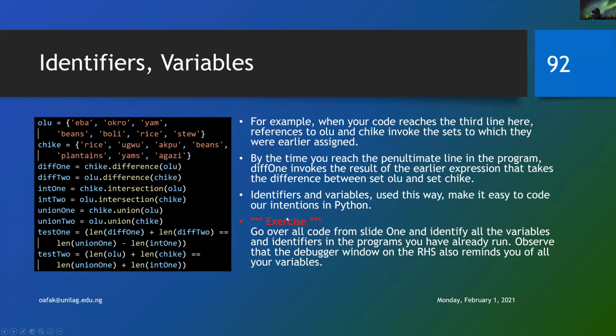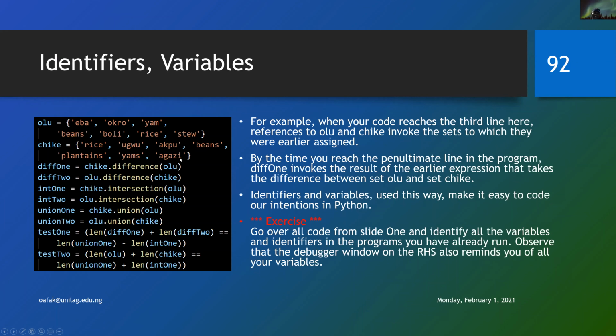So you can go over from slide 1 and identify all the variables and identifiers in the program you have already run. Observe that the debugger window on the right hand side reminds you of all your variables. Again, the word variable is often used instead of identifiers, but what we really mean, all these things are identifiers and they are variables. Okay, now let us talk of types and classes.